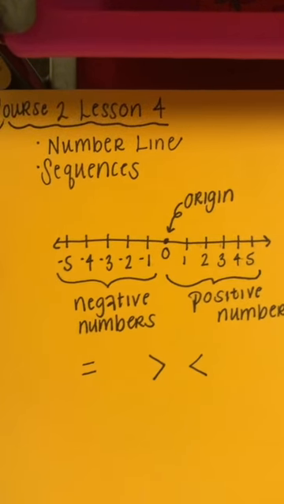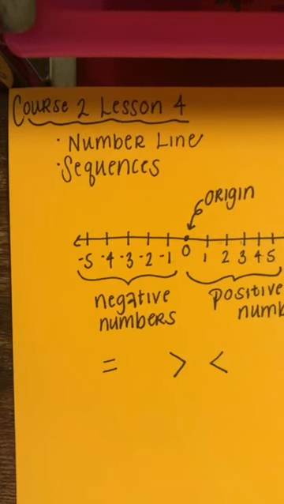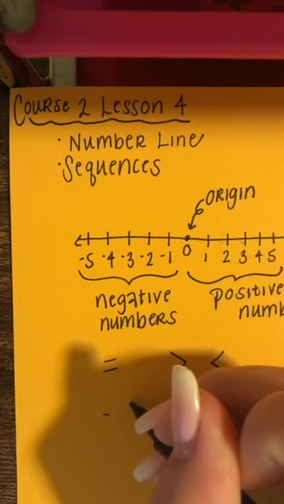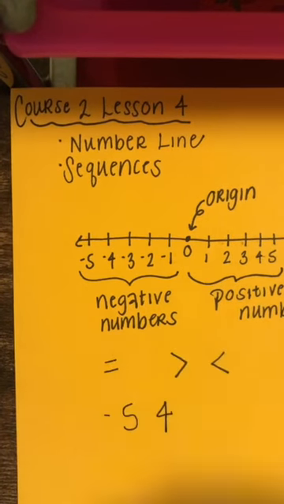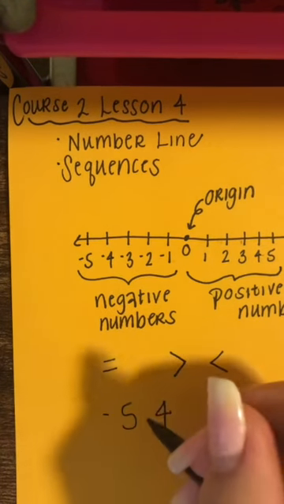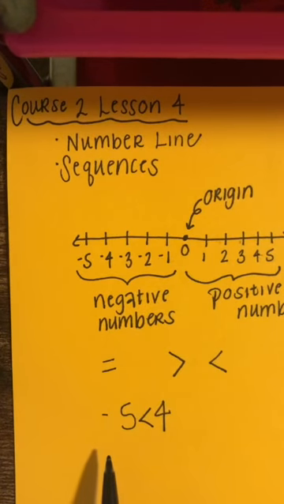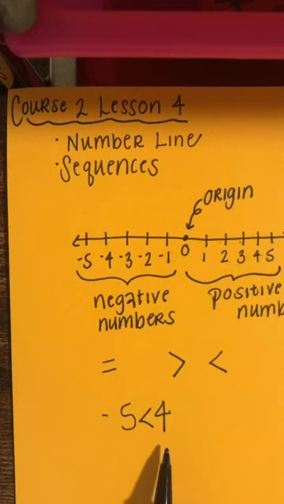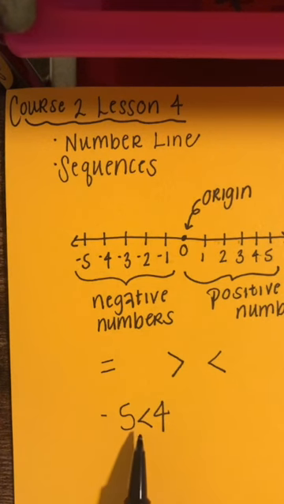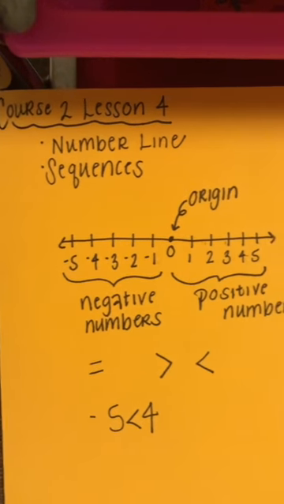Below, we will see three different comparisons. We have -5 and 4. We know that -5 is less than 4, so we will draw the less than symbol. When you read it from left to right, it reads as -5 is less than 4. The point of this comparison symbol is also pointing to the number that is less.